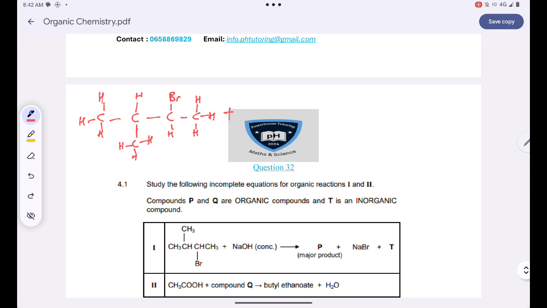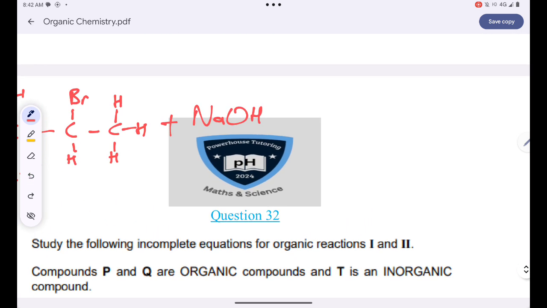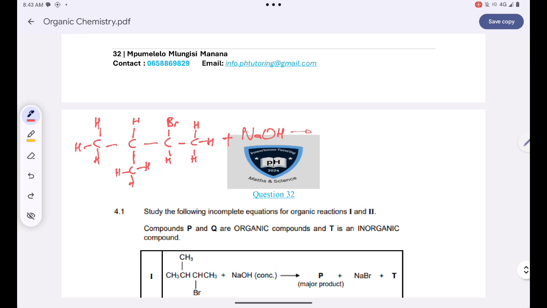Plus a concentrated sodium hydroxide. Once I see a concentrated strong base, I will be dealing with an elimination reaction. So what will happen here? Since I have a concentrated strong base, it simply means I will eliminate a halogen as well as a hydrogen. Are you together? Firstly, before I even look at the questions, I know that this will be eliminated.